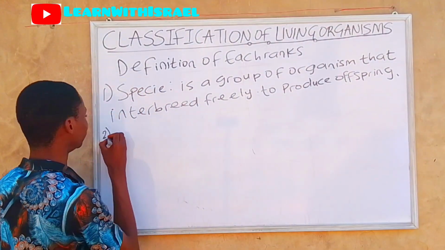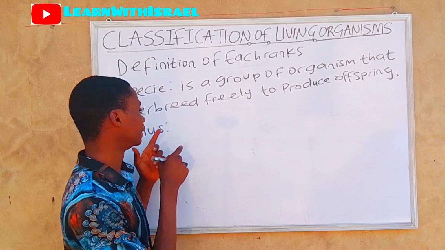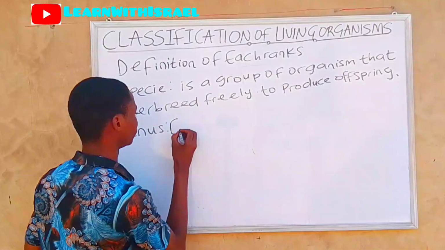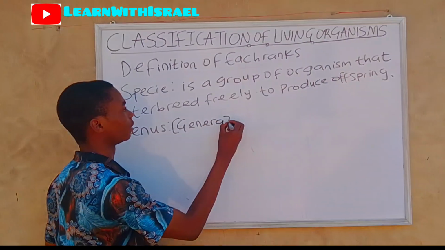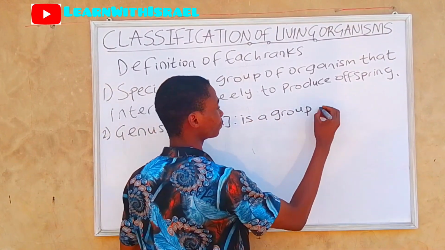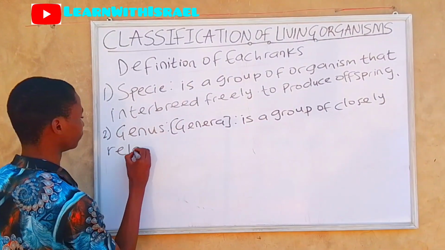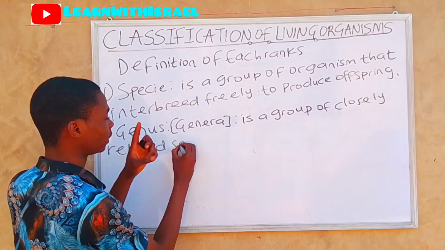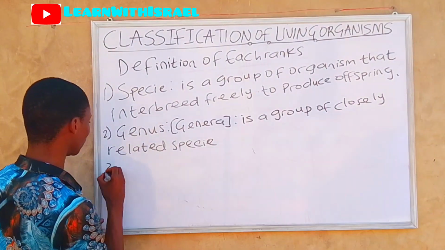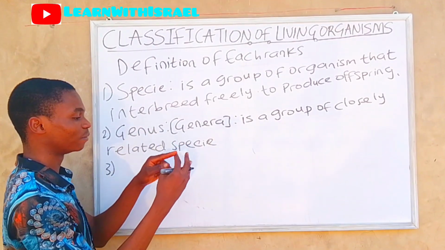So let's move to the next one, which is genus. Genus is plural in form; the singular is genera. Genera is general. And a genus is a group of closely related species. I will give you a tip to master this definition now.